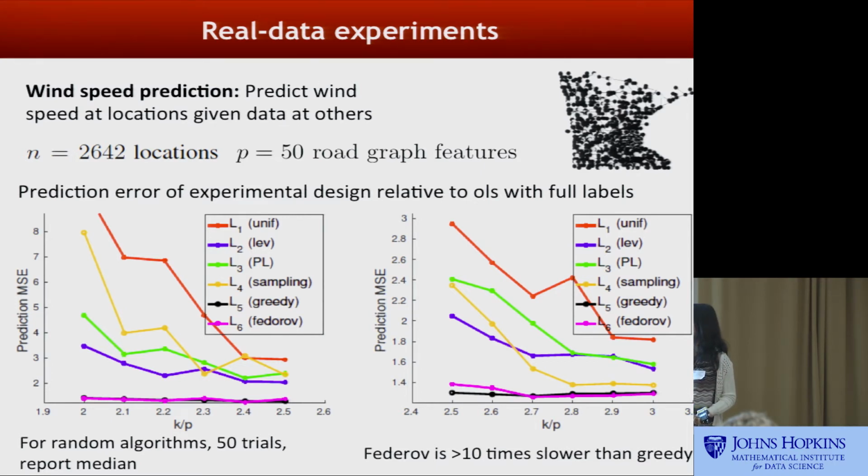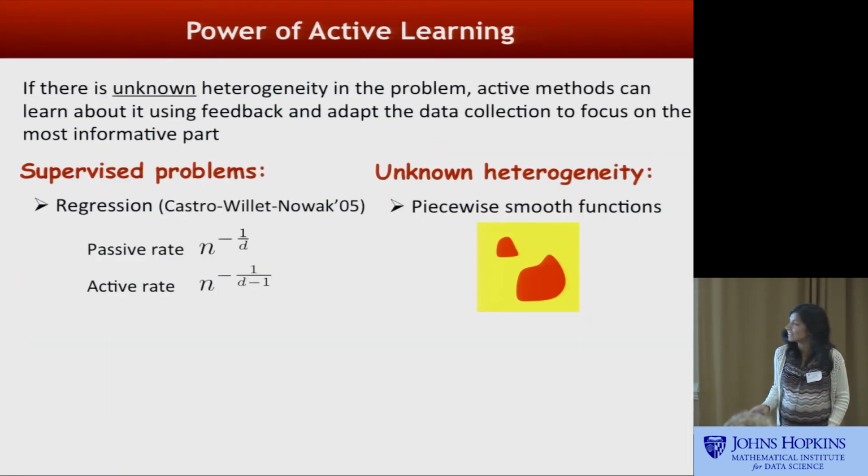The sampling one seems worse, but if you scale the budget a little bit, you see it actually just requires a slightly larger budget, but then outperforms other algorithms. And Fedorov, which is the combinatorial solution, is much more expensive. All right. So I guess I don't have too much time, right?